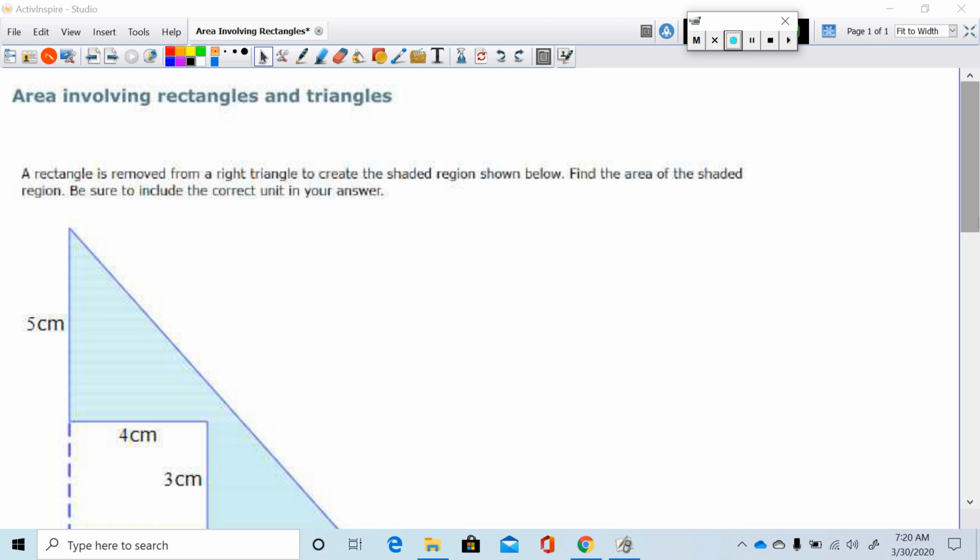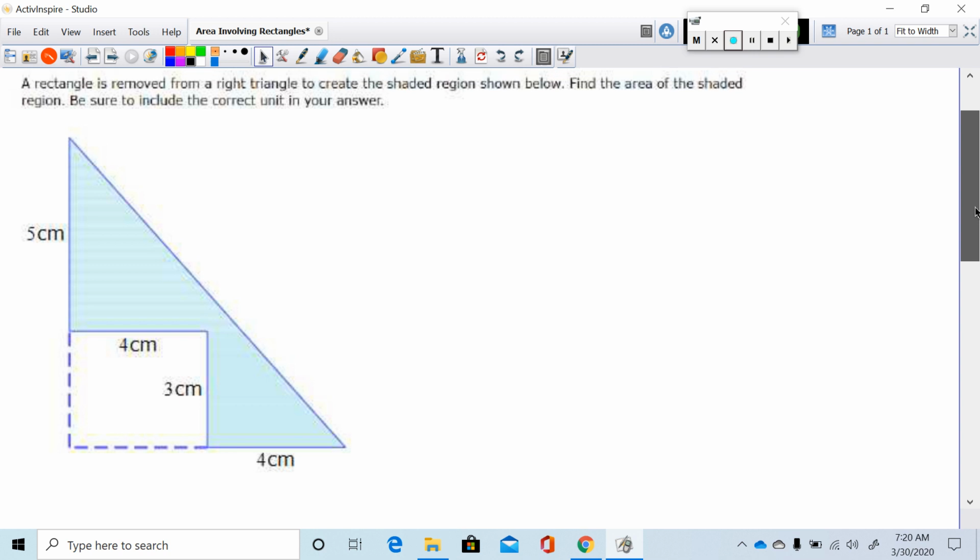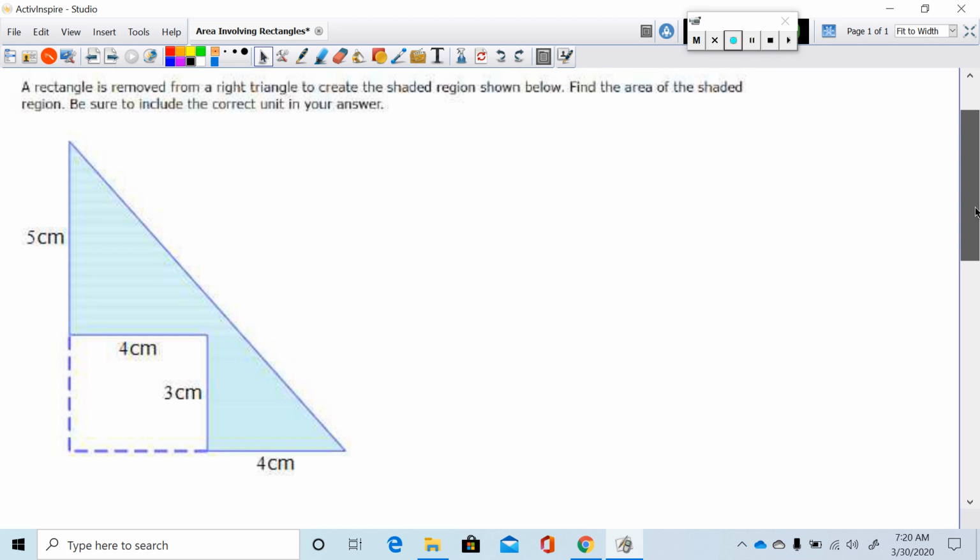Area involving rectangles and triangles. A rectangle is removed from a right triangle to create the shaded region below. Find the area of the shaded region. Be sure to include the correct unit in your answers.